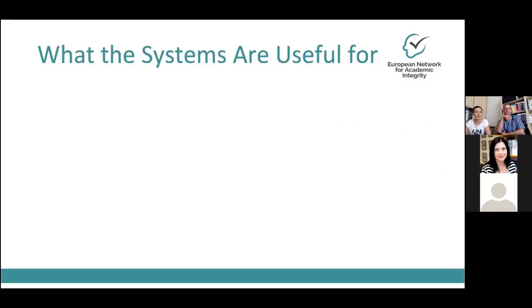So let's summarize a little bit, and take a look at what these systems are useful for, because so far it seems that they don't help us, because the same result can have a totally different outcome.